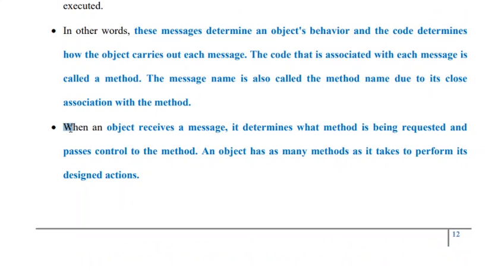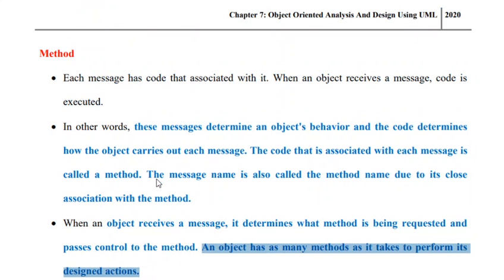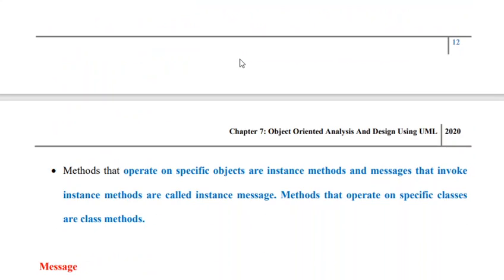When an object receives a message, it determines what method is to be performed, and passes the control to that particular method. An object has many methods that may enable it to perform different operations or different actions. Methods are nothing but behaviors that are exhibited by the objects, which the object uses in order to perform a specific activity.